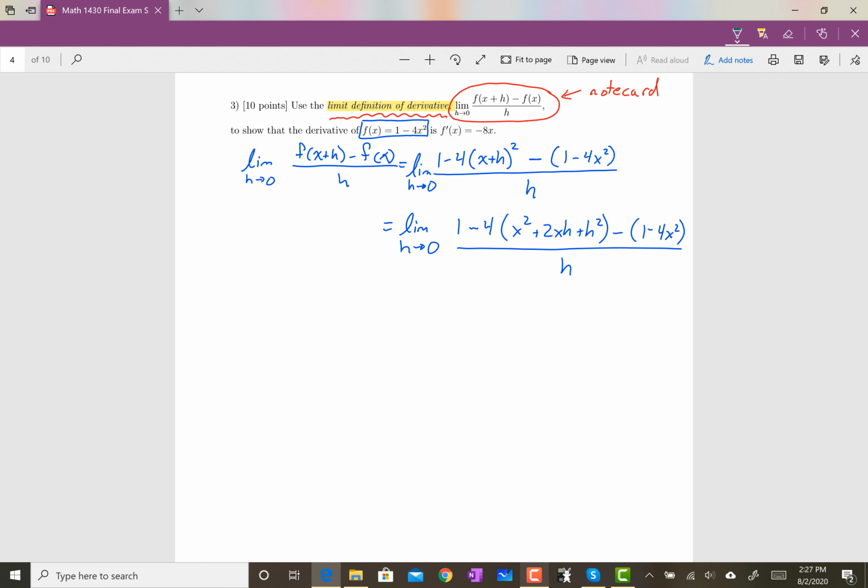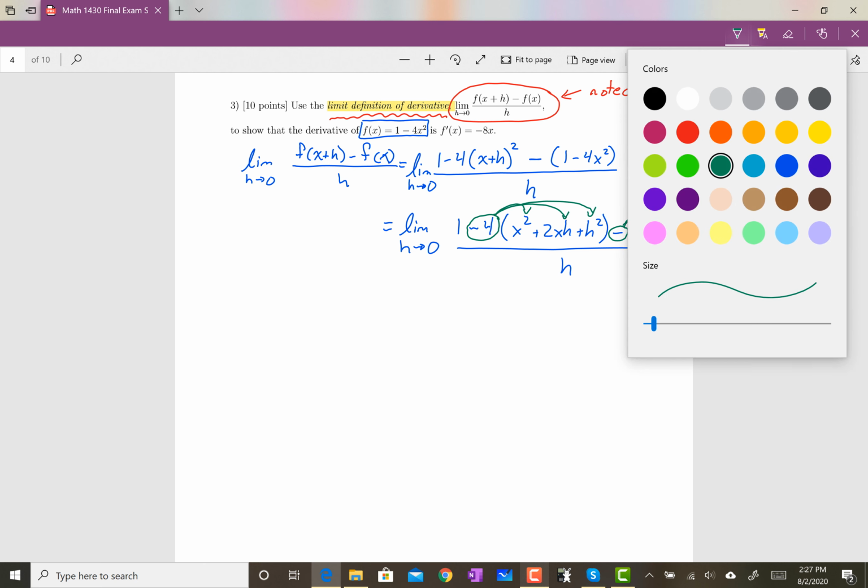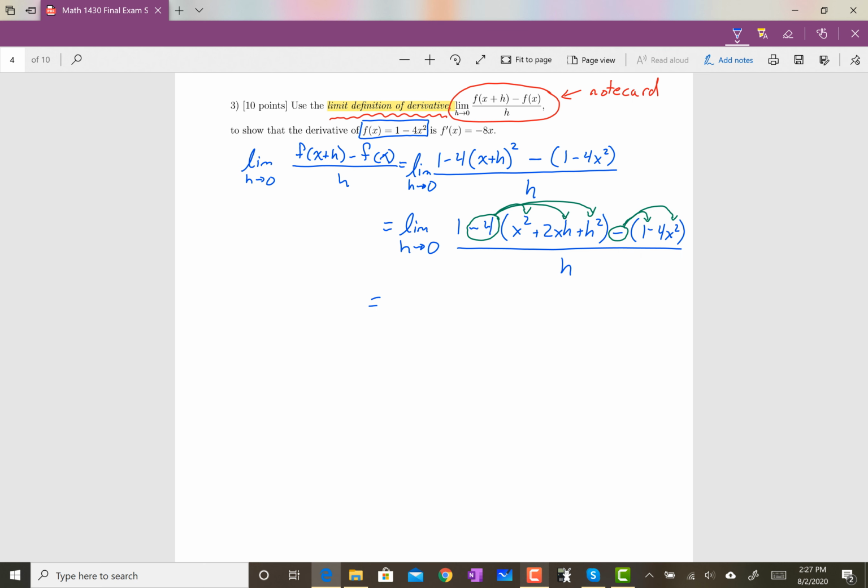Okay, next step is going to be distributing. In the beginning, I have to distribute not just the 4, but the negative 4 to my 3 terms in parentheses. And at the end, I have to distribute the negative to the 2 terms in parentheses. So what happens when I do that? Well, I still have the limit as h goes to 0. I'll have 1 minus 4x squared minus 8xh minus 4h squared minus 1 plus 4x squared all over h.